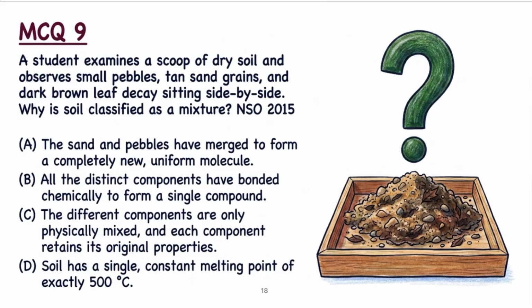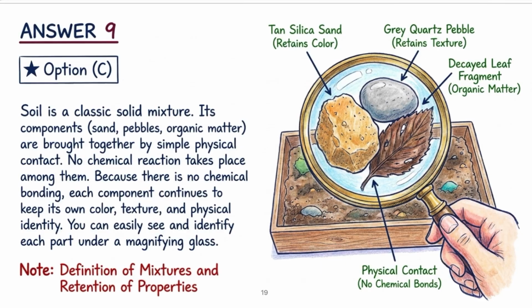Question number 9. A student examines a scoop of dry soil and observes small pebbles, tan sand grains and dark brown leaf decay sitting side by side. Why is soil classified as a mixture? This is an NSO 2015 question. Again, once you check all the options, you will find option C is the correct answer. The reason is that the different components are only physically mixed and each component retains its original identity or property. So option C is the correct answer, but check the explanation.